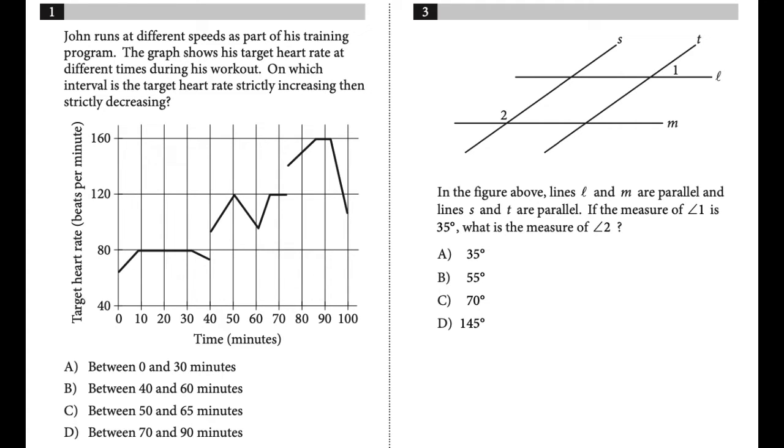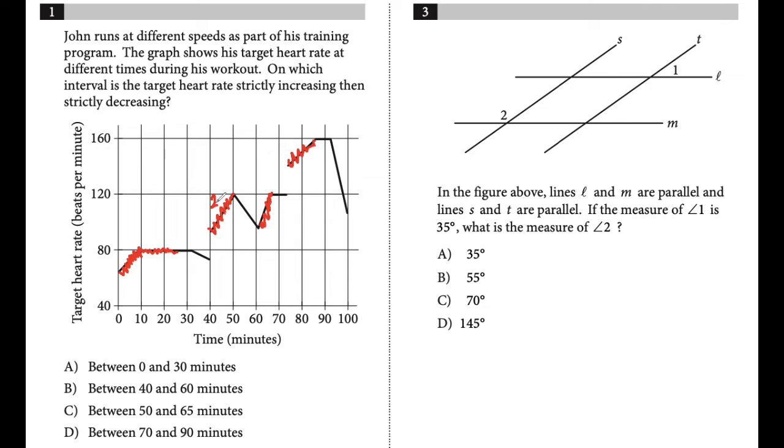For this question, we want to see where the graph is increasing. So I'm going to shade over the parts where our graph is increasing from left to right. Now we need to see in which interval it goes from strictly increasing to strictly decreasing. I've outlined where it's increasing. For this first shaded region, from 0 to 10, immediately after, the target heart rate is constant, which is not what we're looking for. We're looking for strictly increasing, then strictly decreasing.